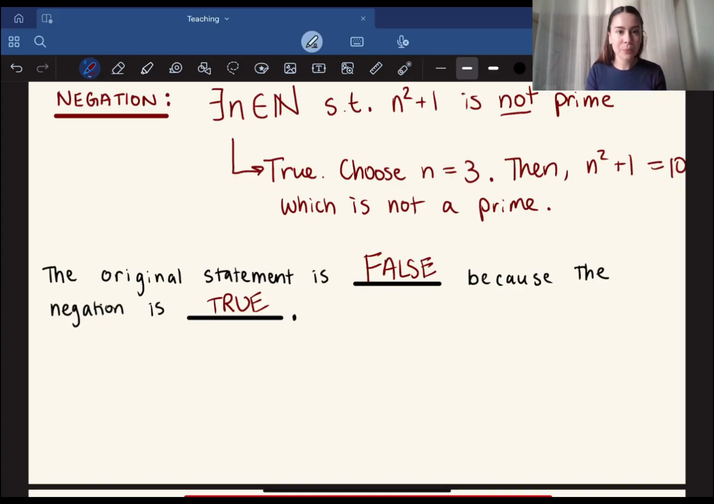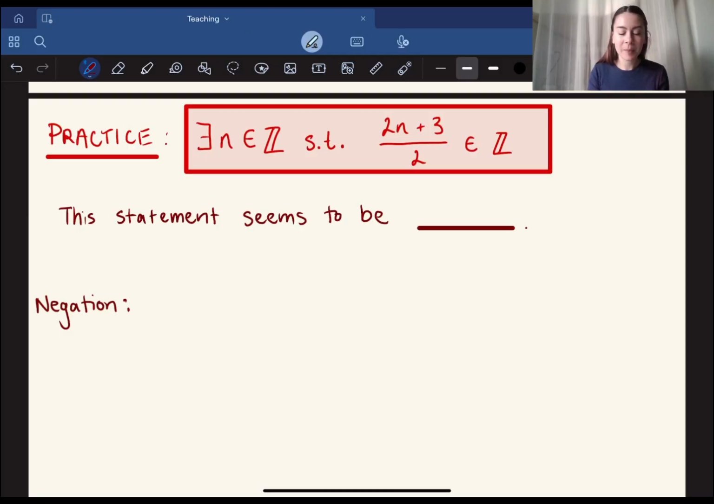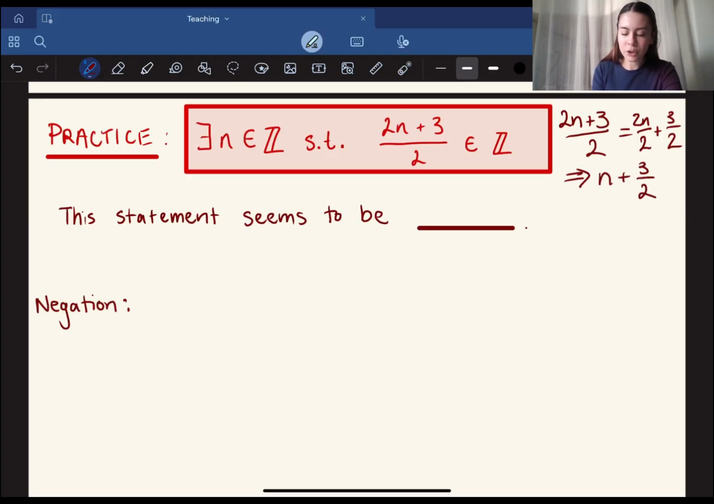Okay, so now let's do some practice where our statement has an existential quantifier. Let's read it from left to right together. There exists an integer n such that (2n plus 3)/2 is also an integer. Let's think about whether this statement seems to be true or false. Well, just on the side here, let's write this down. Actually, we can write (2n plus 3)/2 as 2n/2 plus 3/2. Well, 2n/2 is just n, so we have n plus 3/2.